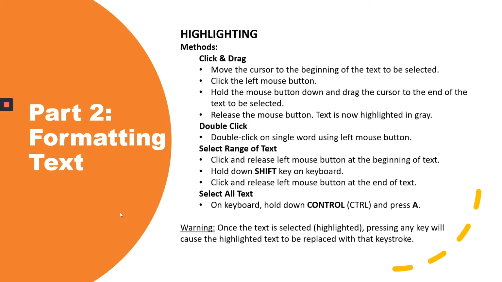To highlight a range of text, click and release the mouse at the beginning of the text to be selected. Hold down the Shift key on the keyboard and click with the mouse at the end of the text to be selected, then release. To select all text, hold down the Control key on the keyboard and the letter A. Warning: once the text is selected or highlighted, pressing any key will cause the highlighted text to be replaced with that keystroke.